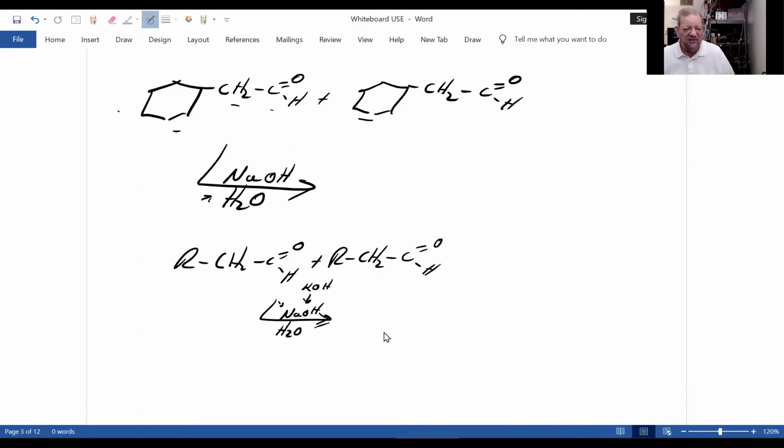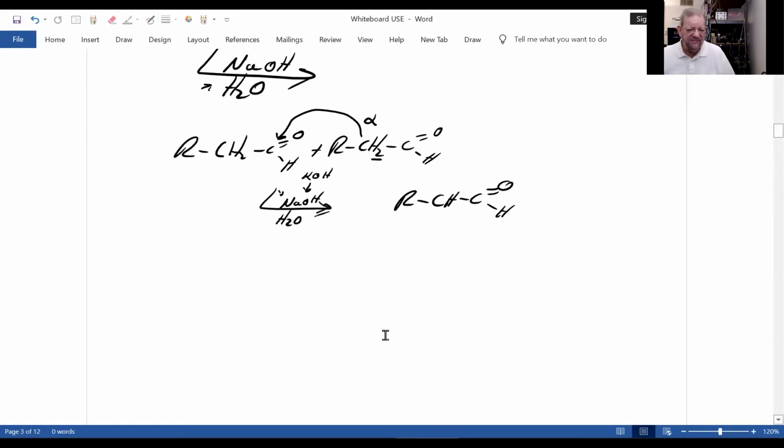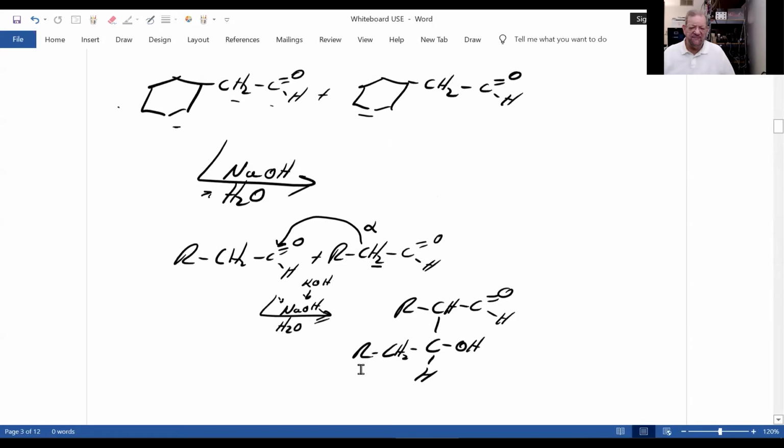And the base will pull off one of the hydrogens from the alpha carbon to form the enolate anion, which will attack the other carbonyl carbon. And so you don't break carbon-carbon single bonds. Here's the first aldehyde. It attacks the second one, opens it up to an alcohol. And here's what you get.